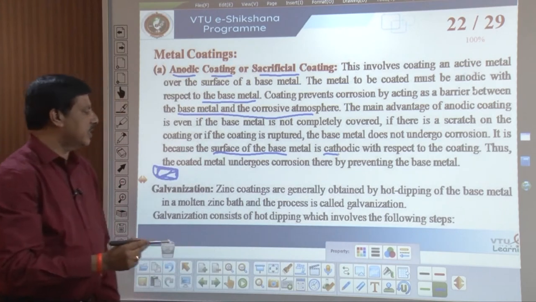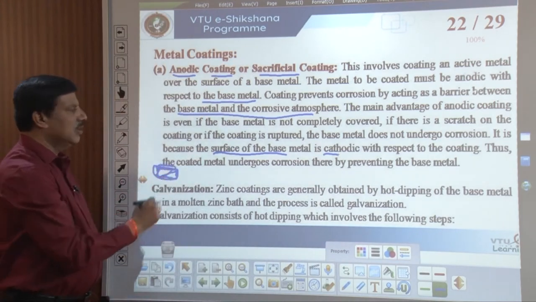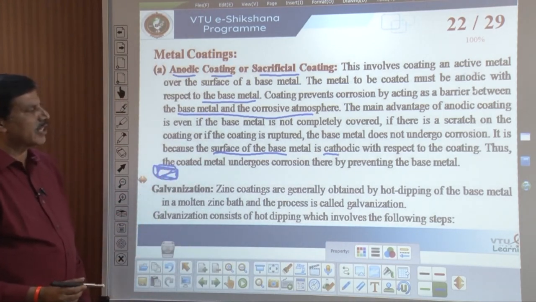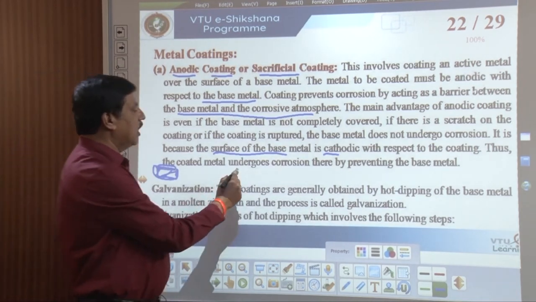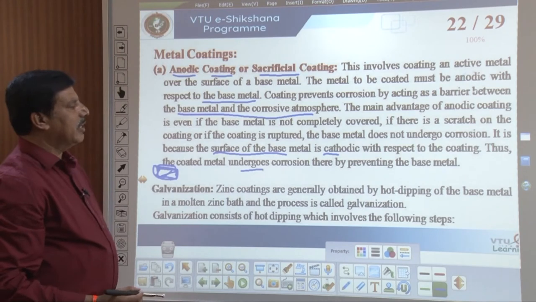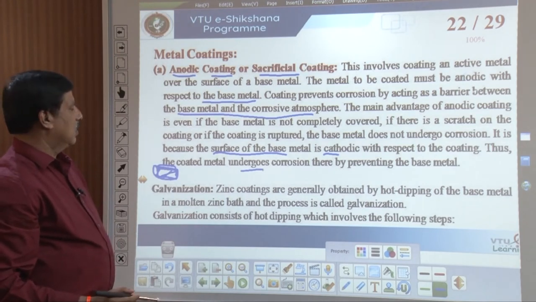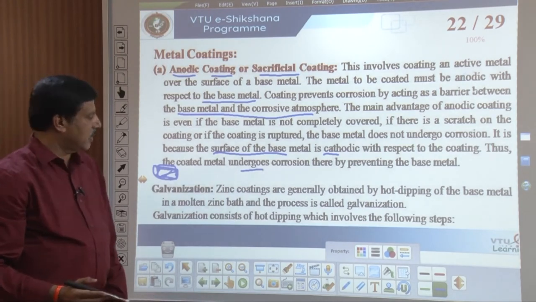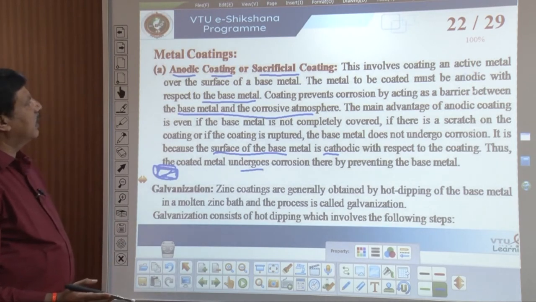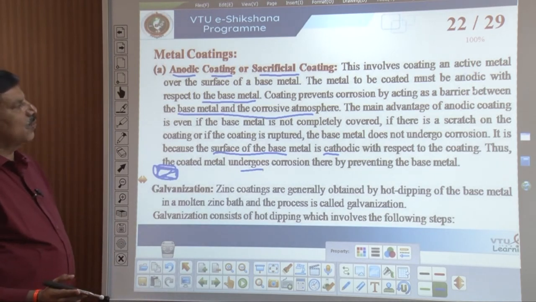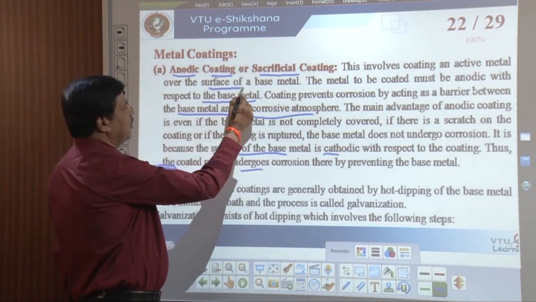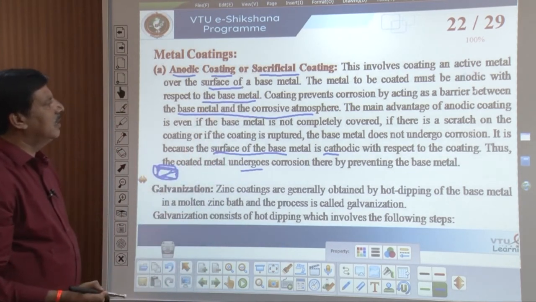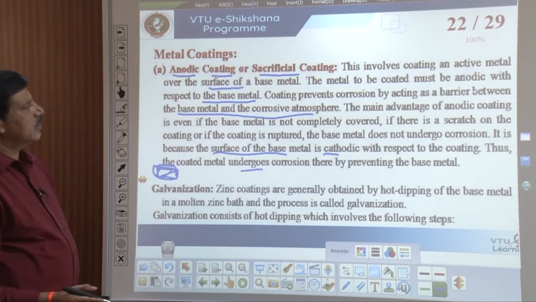That means corrosion takes place at the coating, which acts as an anode, and the base metal is the cathode with respect to the coating. In this way, the coated metal undergoes corrosion, thereby protecting the base metal. This is anodic coating as a method. It involves coating an active metal over the surface of a base metal. The surface of the base metal is going to be protected since the coating is over it.